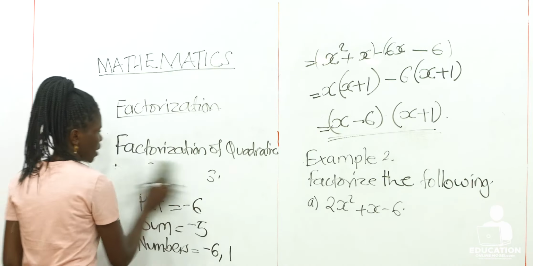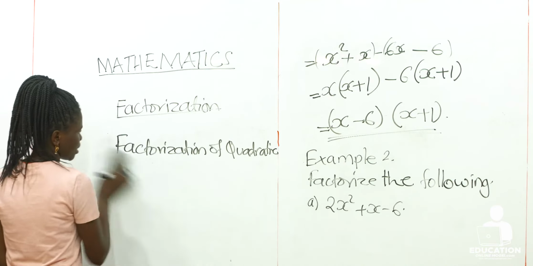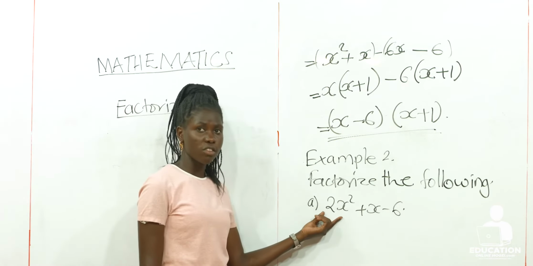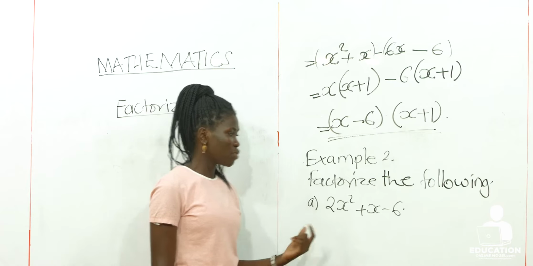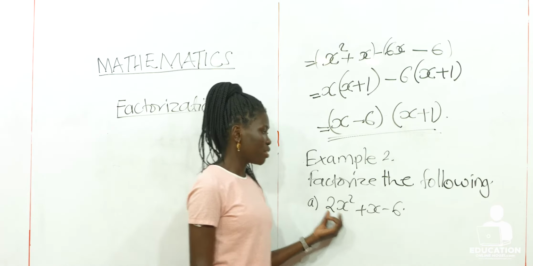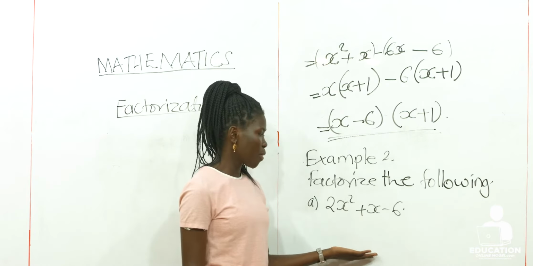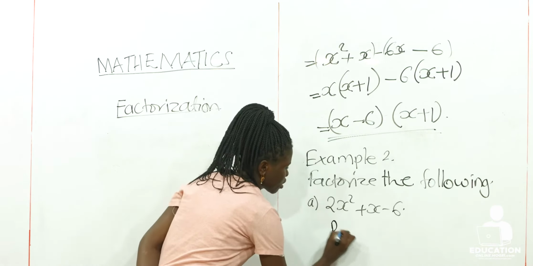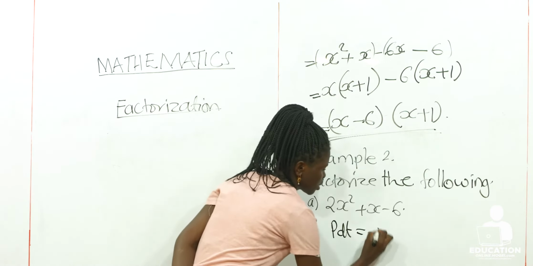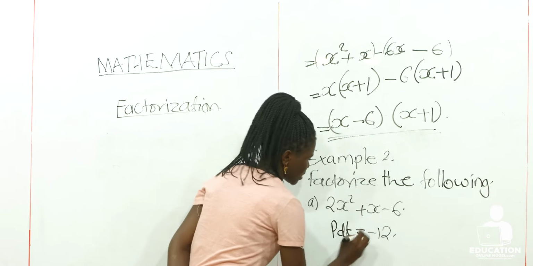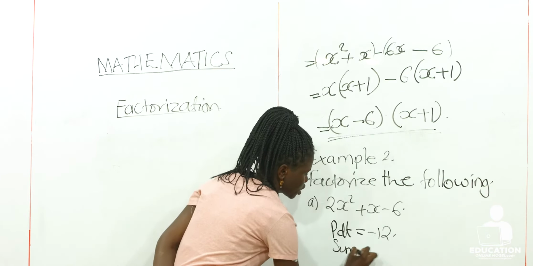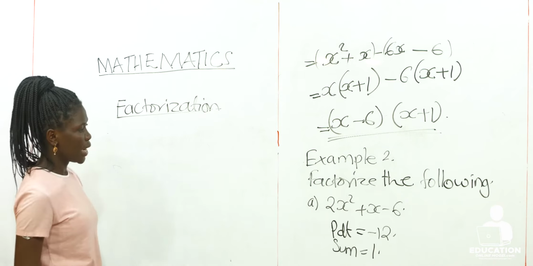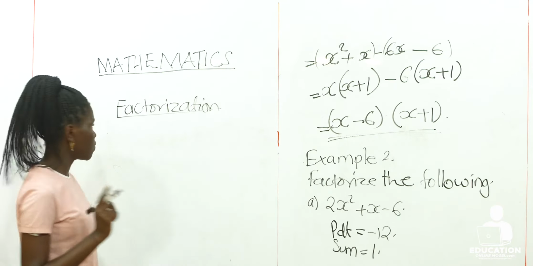It's more or less the same way, but we just have to consider a few factors. In this case, our value of a is no longer 1, it's more than 1, it's 2. So to get our product, we are going to multiply this coefficient by 6 to give us our new product, negative 12. So here we have our product as negative 12. 2 times negative 6 is negative 12. And our sum in this case is positive 1. So what are these two numbers that when you multiply should give you negative 12, and when you add should give you positive 1?